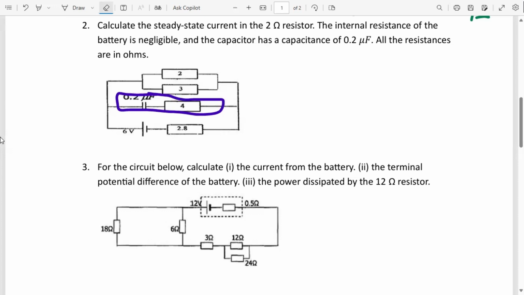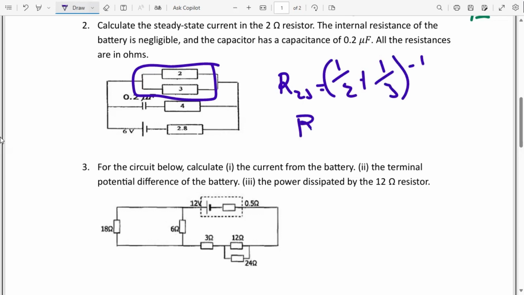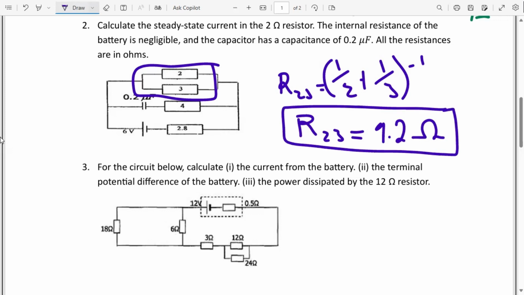First things first, we are going to calculate the equivalent resistance in this top branch where we have our parallel combination. So R23 will be equal to (1/2 + 1/3) to the power of minus 1. Let me punch this in. This is giving me 1.2 ohms. The combined resistance of the 2 and the 3 ohms resistors is 1.2 ohms. And we said this combination is in series with the 2.8 ohms resistor.